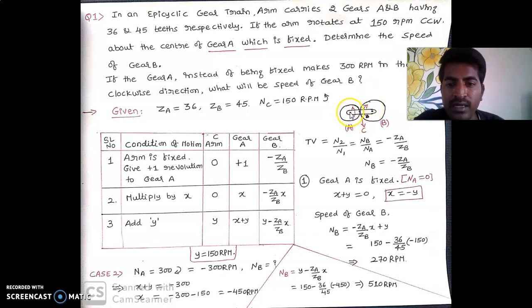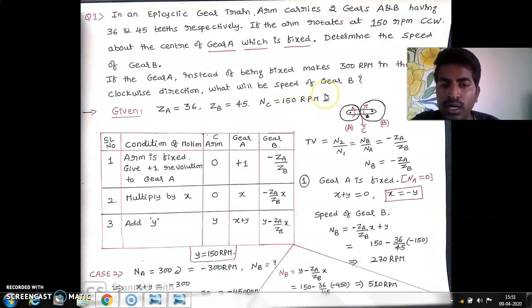which is centered at the center of the gear A. And the given data are ZA is equal to 36 teeth, ZB is equal to 45 teeth, and speed of the arm is 150 RPM, counterclockwise direction. What do you mean by counterclockwise? It is a plus, right? Counterclockwise is taken as plus.